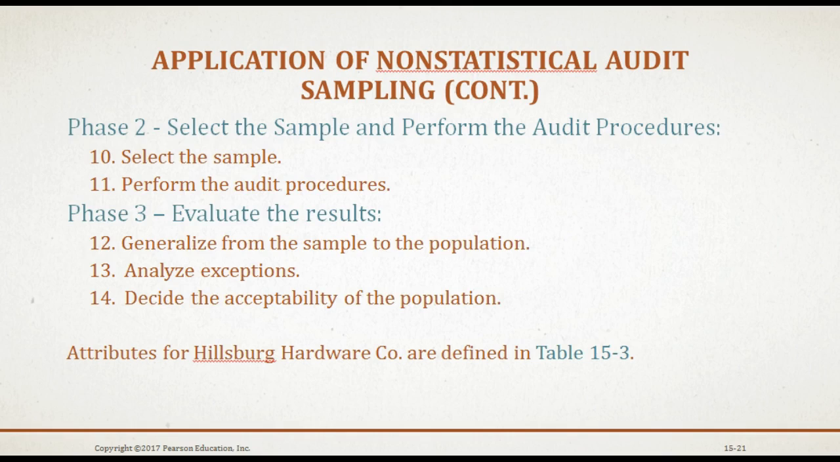The second phase, which is phase 2, involves selecting the sample and performing the audit procedures. The steps in phase 2 include selecting the sample and performing the audit procedures. The last phase, when sampling for tests of controls and substantive tests of transactions, is Phase 3, which involves evaluating the results of the sampling. The steps in Phase 3 include generalizing from the sample to the population, analyzing exceptions, and lastly, deciding the acceptability of the population.